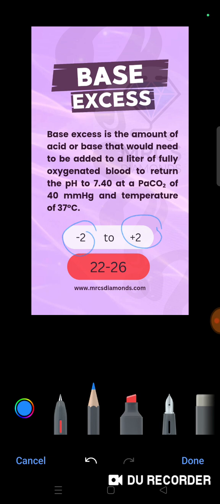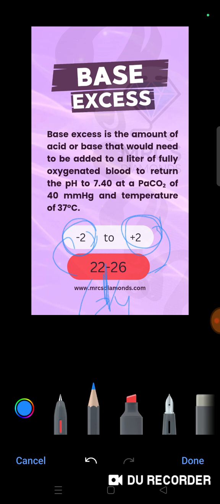What is meant by base excess of -2, and what is meant by base excess of +2? This reflects the bicarb, mainly bicarb and other factors, but mainly bicarb. The normal range of bicarb, as we know, is from 22 to 26. So the mean for this is 24.